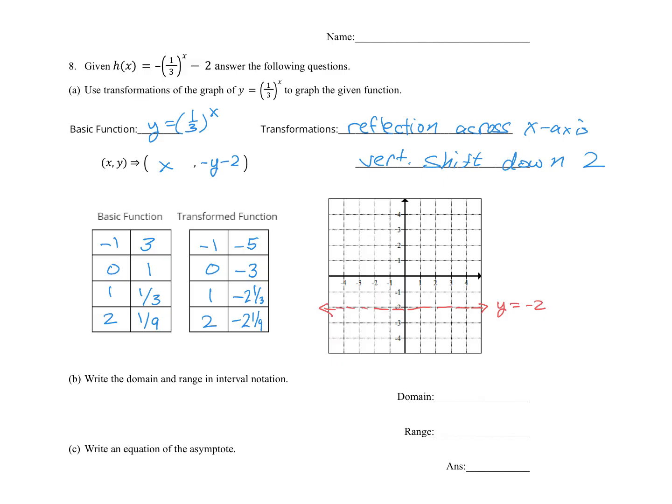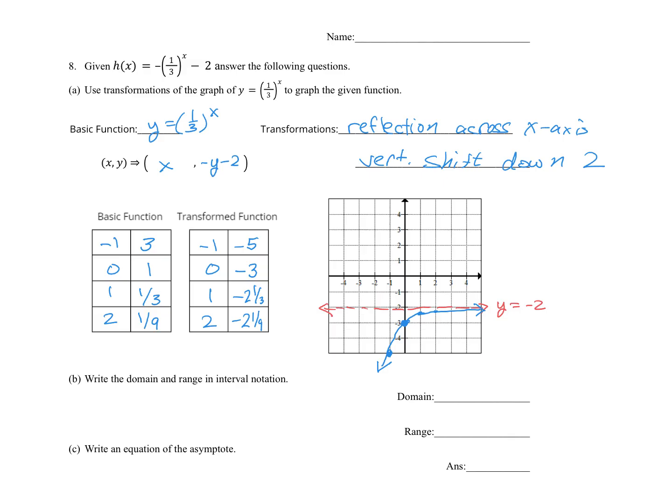The easiest one to start with is (0, -3), which puts us right there. And then I've got (-1, -5), which is right there. And then I've got 1 for x and -2 and a third for y, so that's a little past the -2. And then the -2 and a ninth is even less past the -2. So I get my ramp that's going up this way and sharply turning and going down that way. That is the graph of that exponential function.